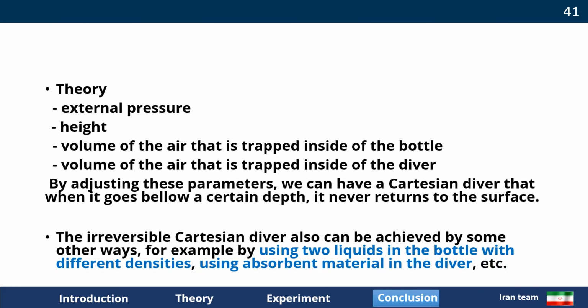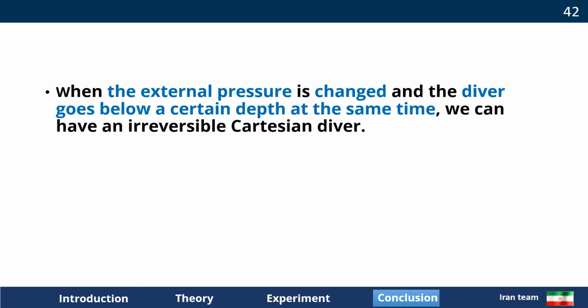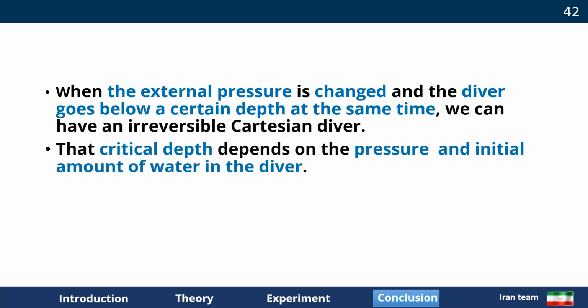But the irreversible Cartesian diver can also be achieved in some other ways, for example by using two liquids in the bottle with different densities, using absorbent material in the diver, etc. When the external pressure is changed and the diver goes below a certain depth, at the same time we can have an irreversible Cartesian diver. That critical depth depends on the pressure and the initial amount of water in the diver.